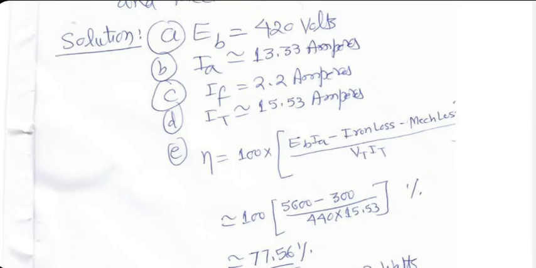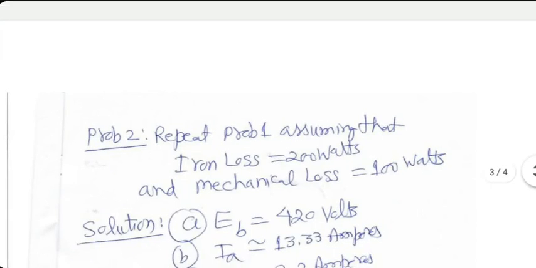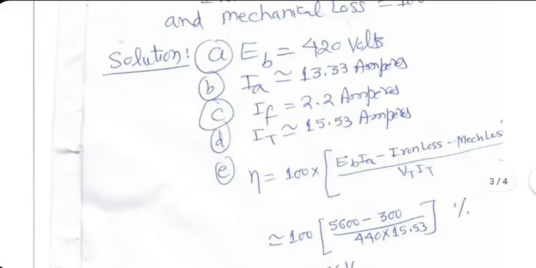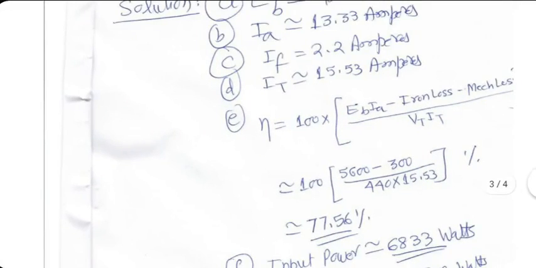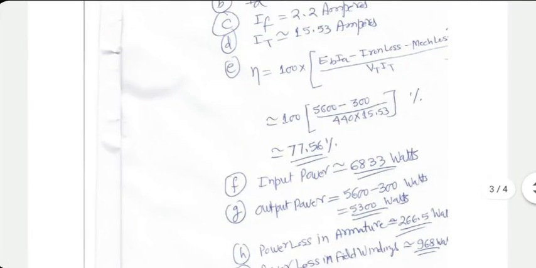And EBIA we had already calculated in the previous problem is 5600 watts. 5600 watts, you take from there, you subtract 200 watt and then 100 watt. So you get 5300 watts in the numerator, and denominator is same as in the previous problem. So efficiency now is 77.56%.